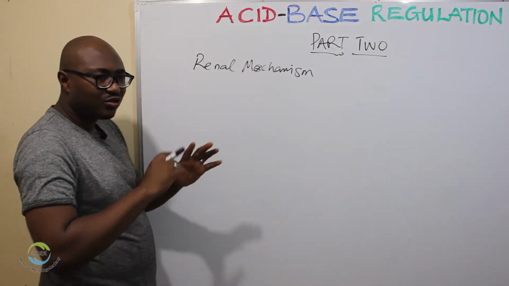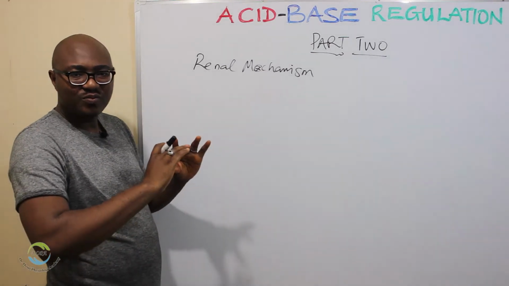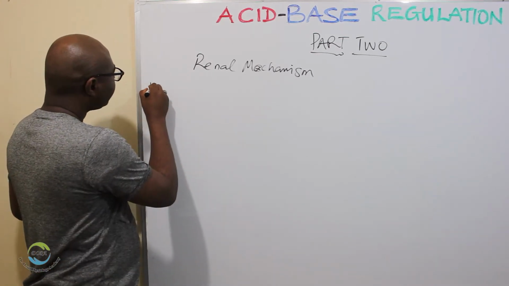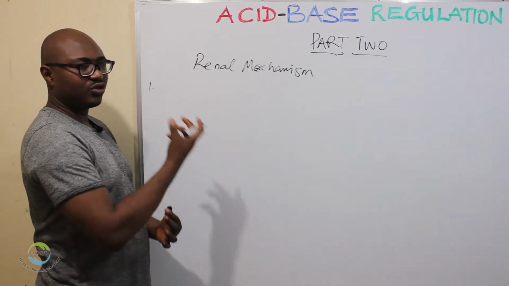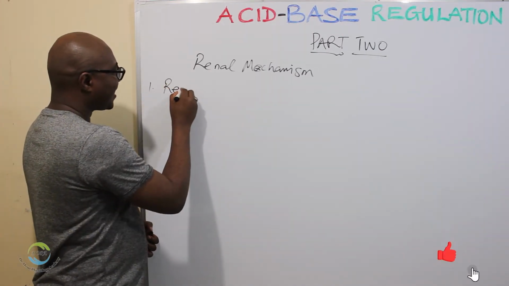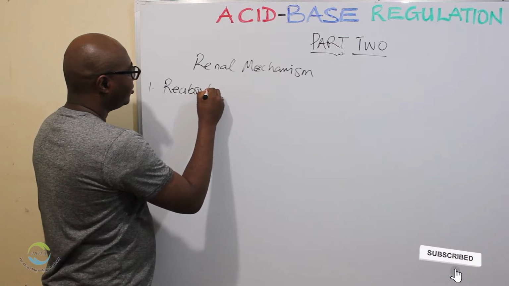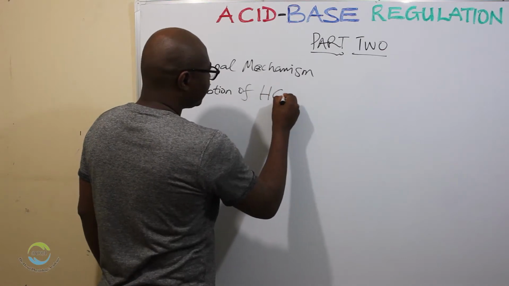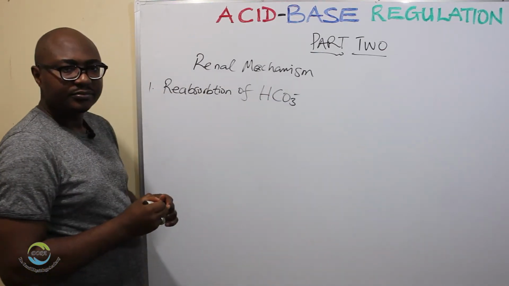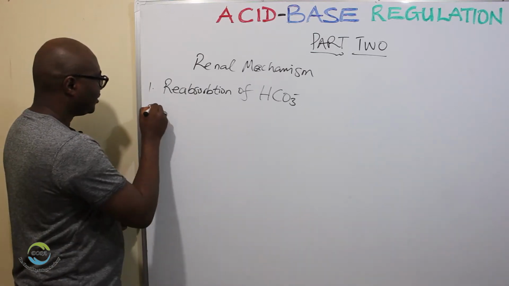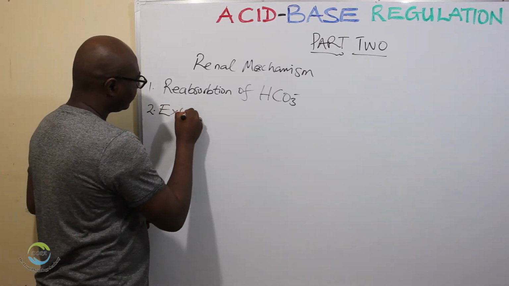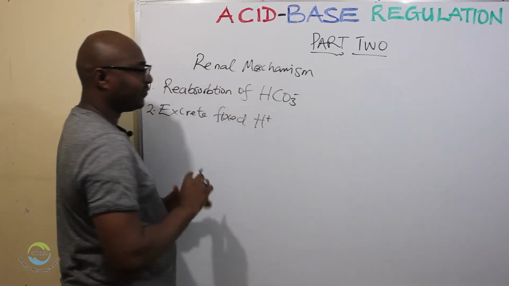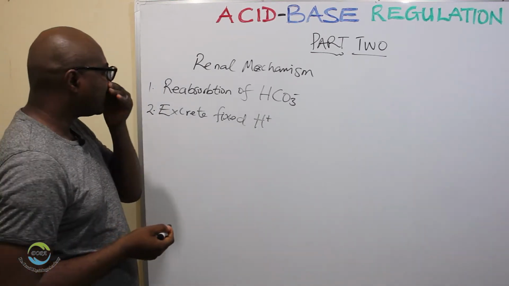First of all, there are 2 ways in which the kidneys try to maintain acid-base balance. Number 1, it helps to reabsorb bicarbonate, reabsorption of bicarbonate. And number 2, it helps to excrete fixed hydrogen ion, fixed acid. So what do we mean by this?